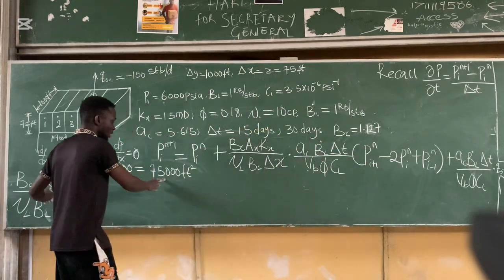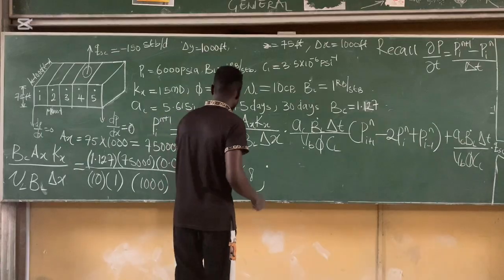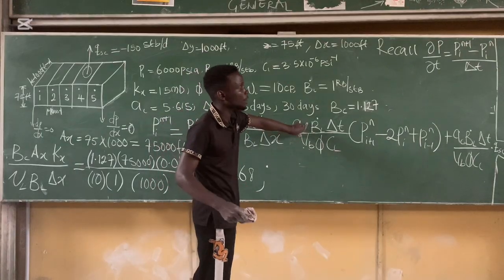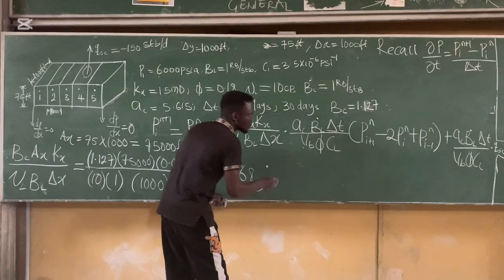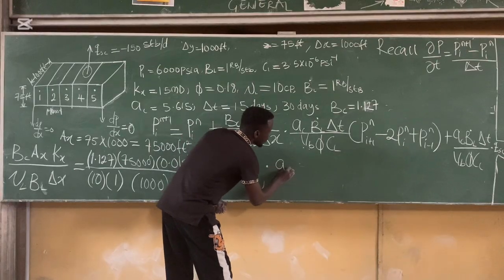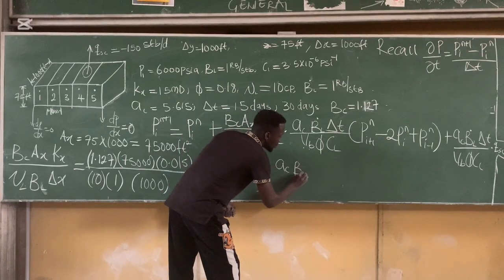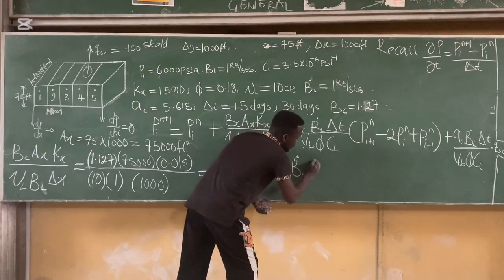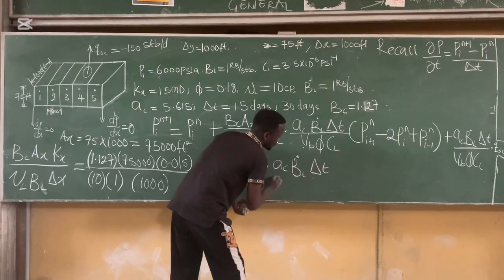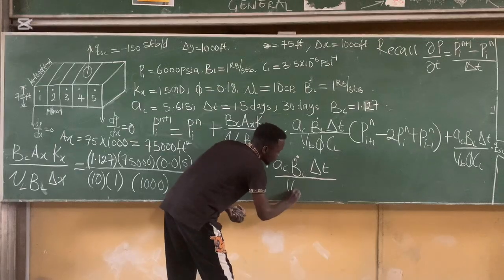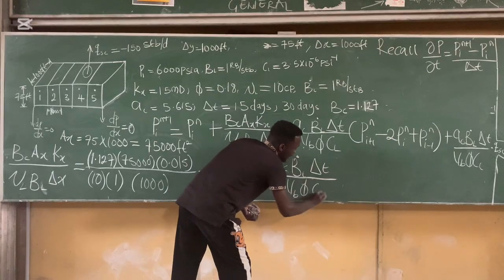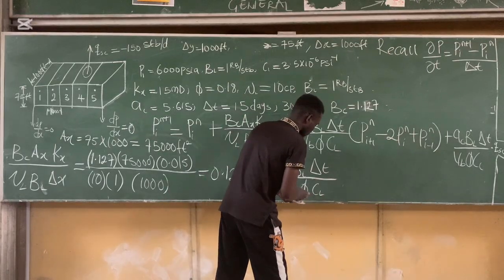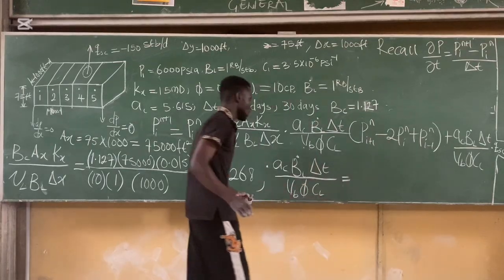The AS now we calculated it to be 75,000. So I've computed this. The next step is to compute the second constant. The second constant is AC BL dot times delta T divided by VB phi CL, which is equal to. Now let's substitute this.